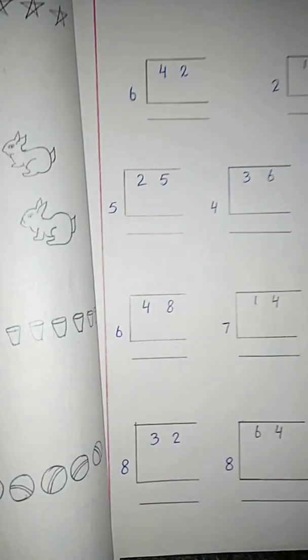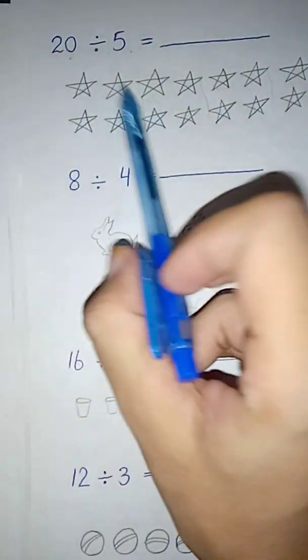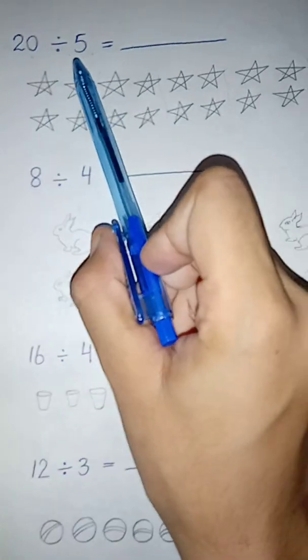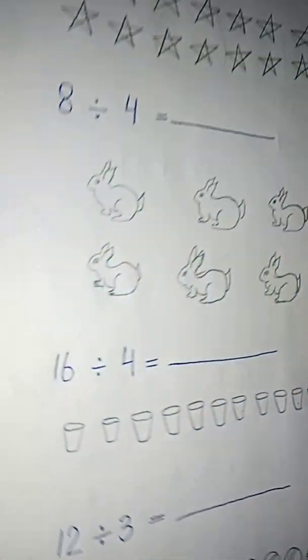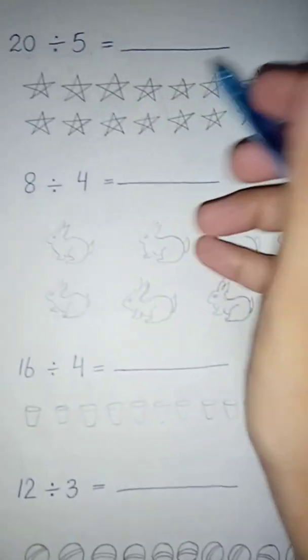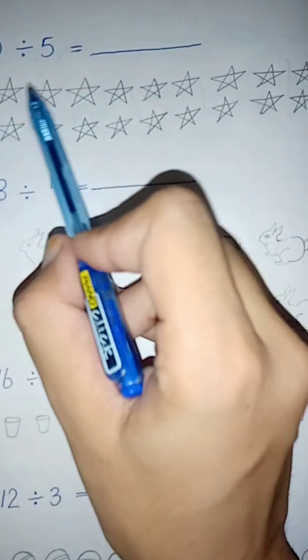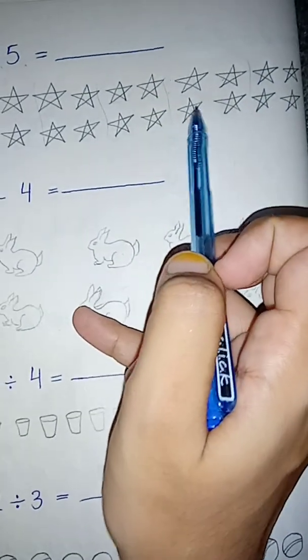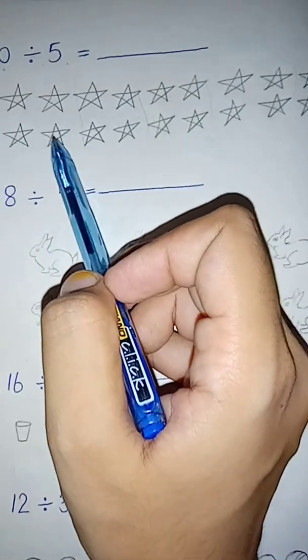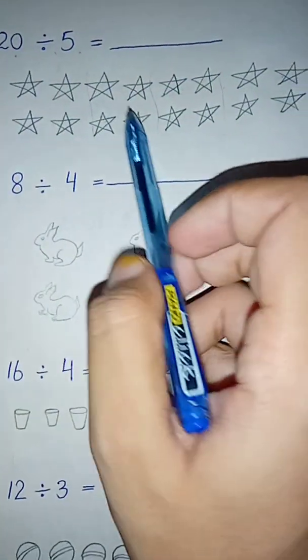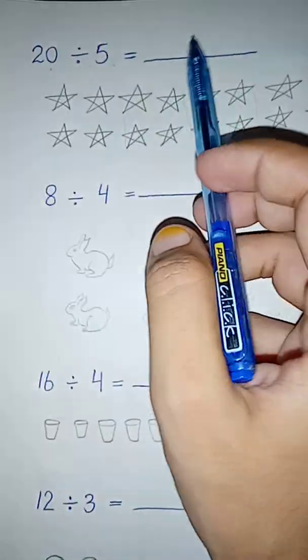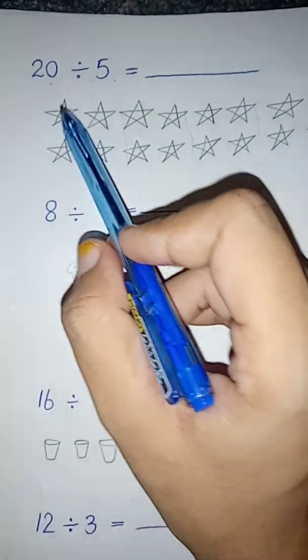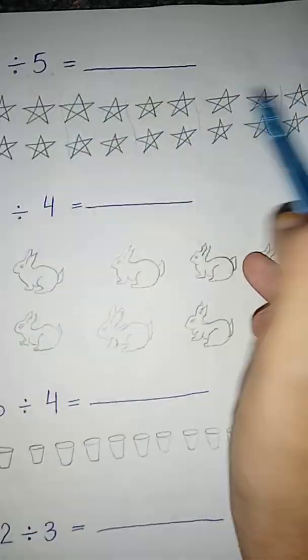Students, now we will solve these questions. First we have 20 stars and we divide them equally into 5 groups. So let's start grouping. First we count 1 2 3 4 5 6 7 8 9 10 11 12 13 14 15 16 17 18 19 and 20. We have 20 stars and we divide them equally into 5 groups.